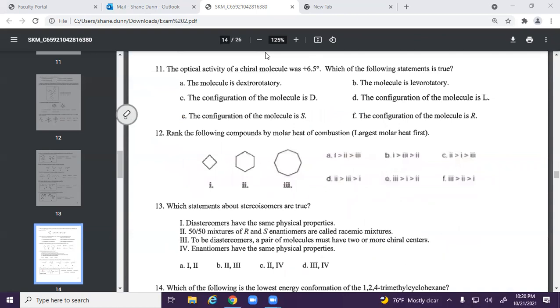Heat of combustion. Which one's the biggest? So 3 is first, right? Wrong, wrong, wrong, wrong. So E and F. Which one's the second biggest? 2. F. That's it. Pretty easy.